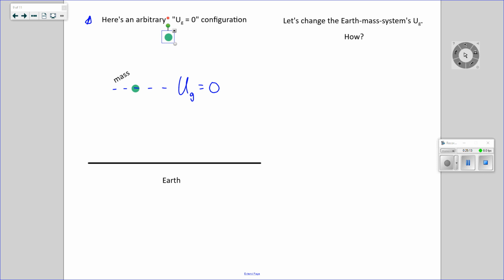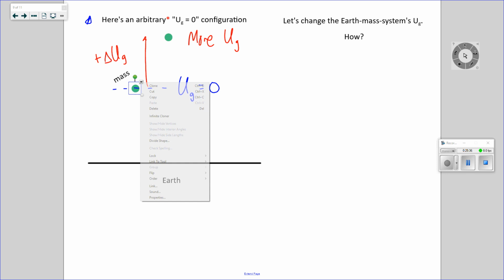This system, the Earth-object system, now has more UG. Or we'd say from here to here, there was a positive change in gravitational potential energy of the Earth-mass system. We take the object, guess what? And we move it down yonder. Yep, we move it downward down here.